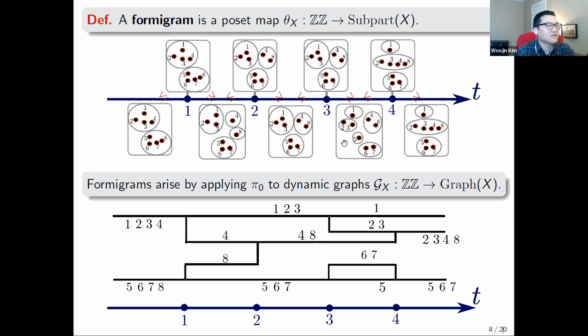And probably a simpler picture than this one would be the picture I gave you before. So 2 branches before time 1, we have a 2-block partition. And as time goes on, we have a 4-block partition and a 3-block partition and so on.